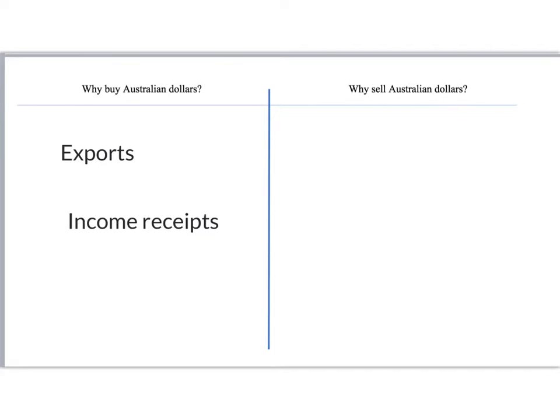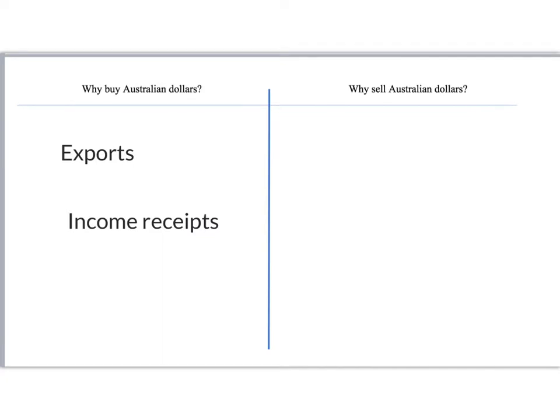A second source of demand is what we call income receipts. What does this mean? Well, imagine your grandmother living in, say, Germany, wants to send you a birthday present. Your grandmother would have to sell euro, buy Australian dollars to send you a birthday present that you would actually find useful. Of course, if she sent you euro, you would have to sell the euro and buy Australian dollars before you could spend them in Australia. So that income to an Australian is a demand for Australian dollars.